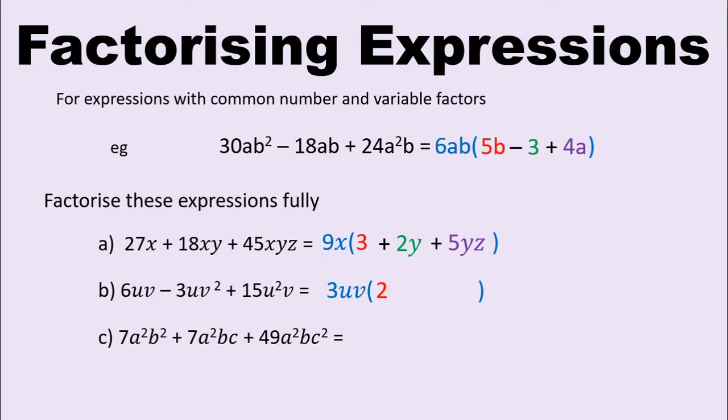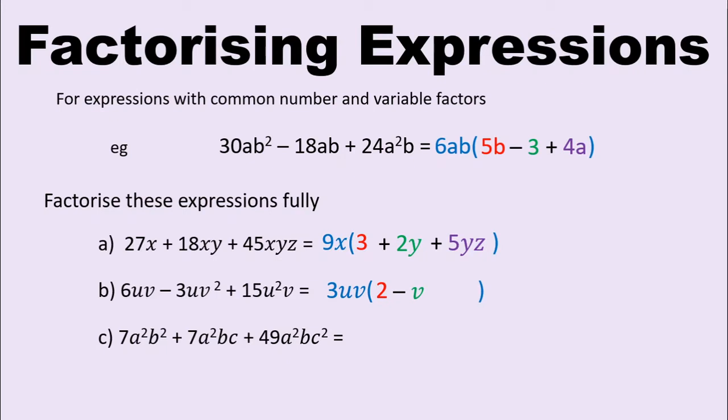Again, number by number, negative 3 divided by 3 would be negative 1. u divided by u would cancel that out. v squared divided by v would leave me with just v. So that's going to be negative 1v, or simply negative v.